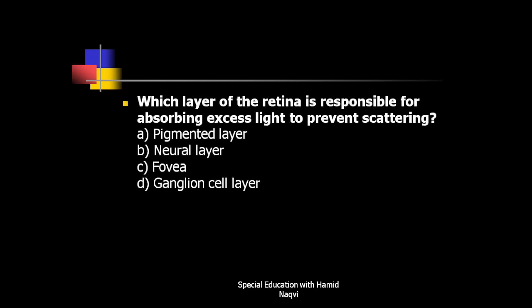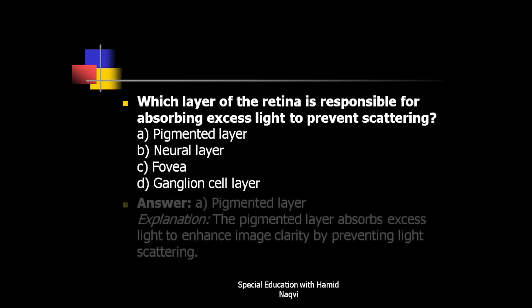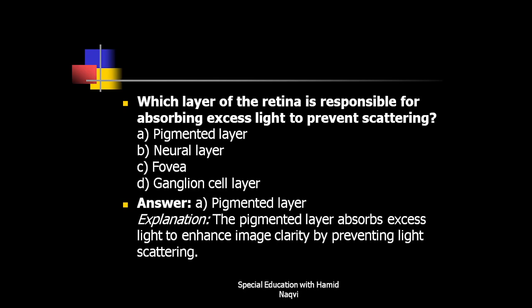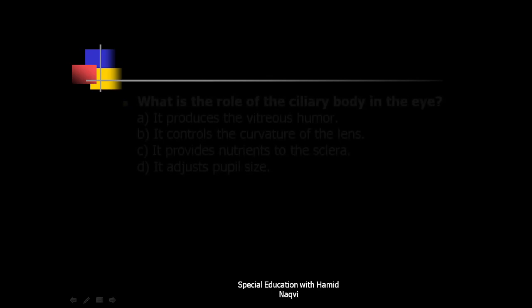Which layer of the retina is responsible for absorbing excess light to prevent scattering? Pigmented layer, neural layer, fovea, ganglion cell layer. Answer is pigmented layer. The pigmented layer absorbs excess light to enhance image clarity by preventing light scattering.